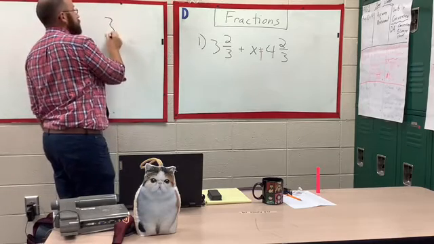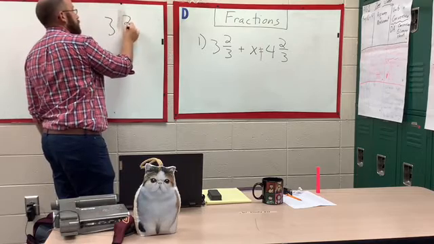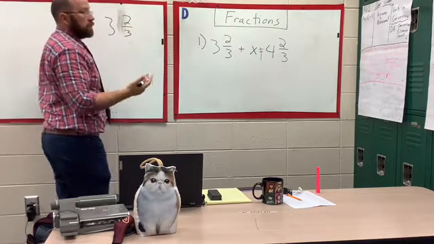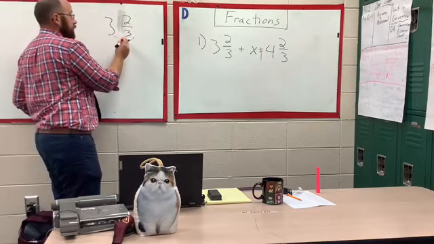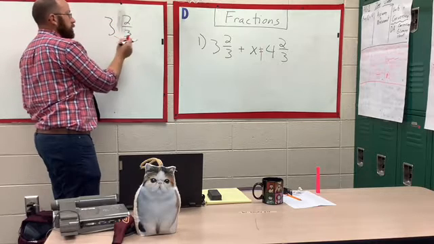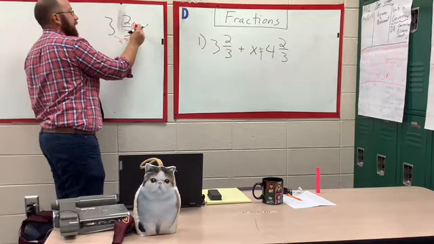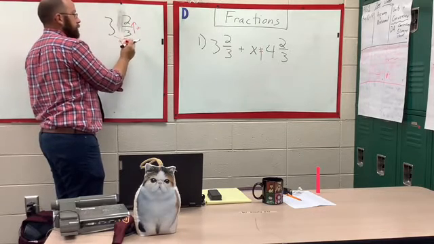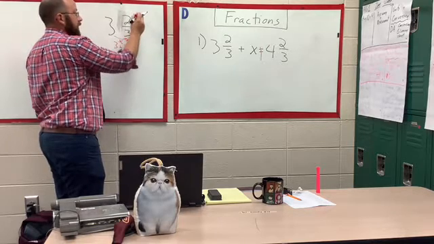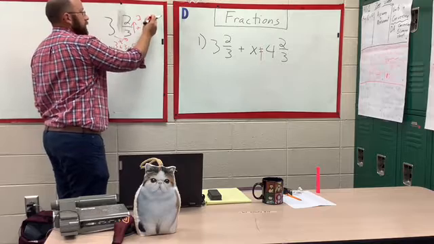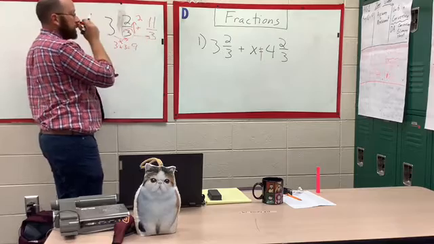So if I have 3 and 2/3, to convert it to a form that's more user-friendly, I multiply these two numbers, and then whatever I get from that, I add the top number. So 3 times 3 equals 9, and then I'm going to add 2, so that gives me 11. And then I just bring the 3 over. So 11/3.